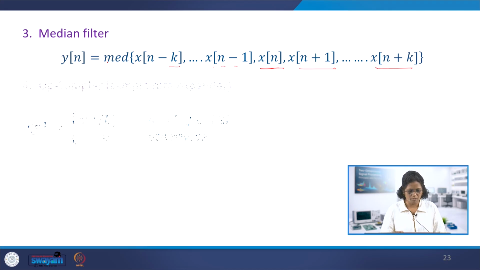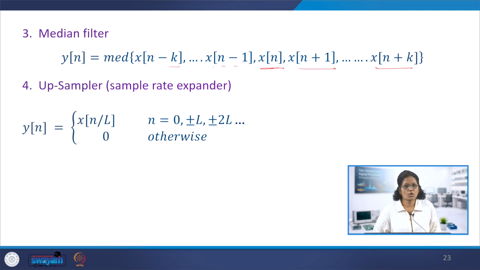So, finding the median of each window would result in a y of n, that is the response of the median filter. And the upsampler, which is also used in signal processing, when the signal sample rate is increased, this upsampler is used, in which y of n equals x of n by L, and 0 otherwise.